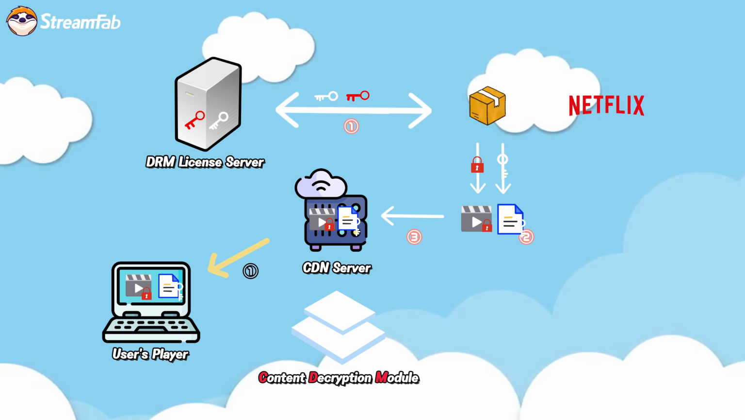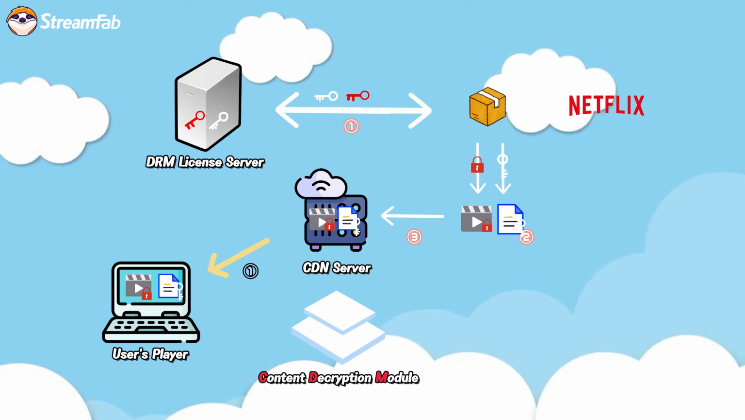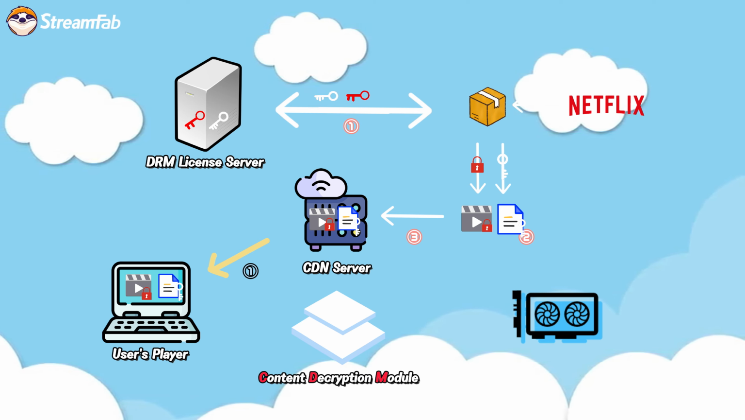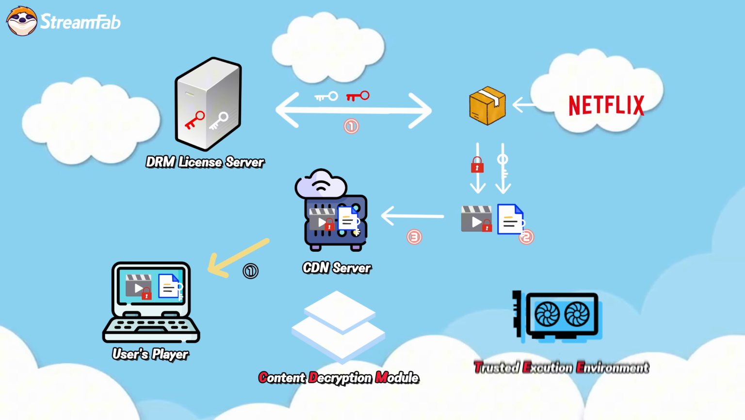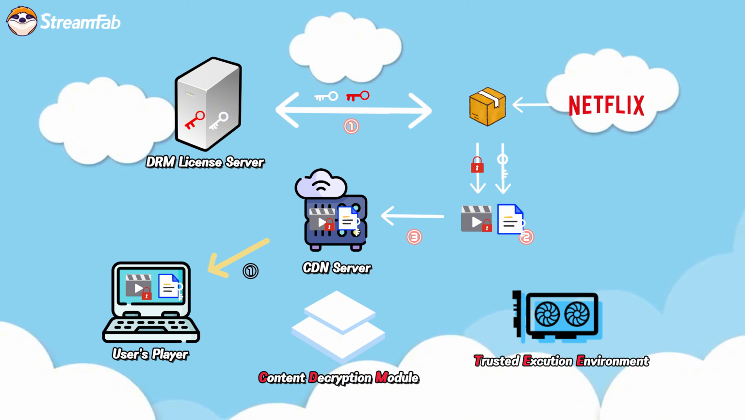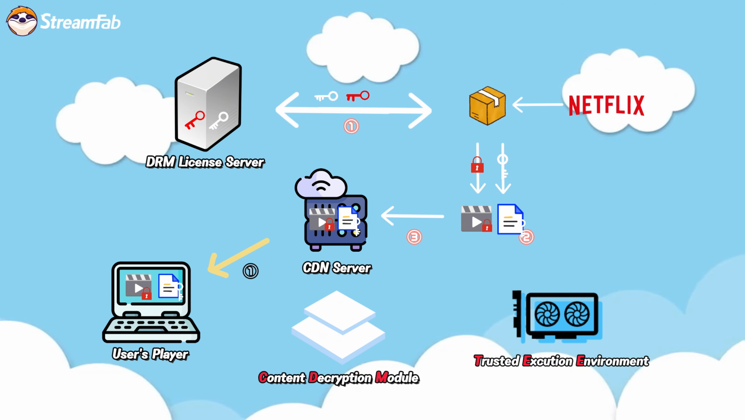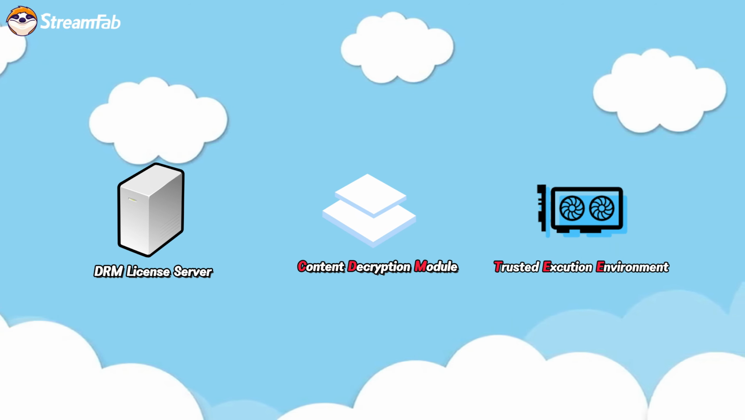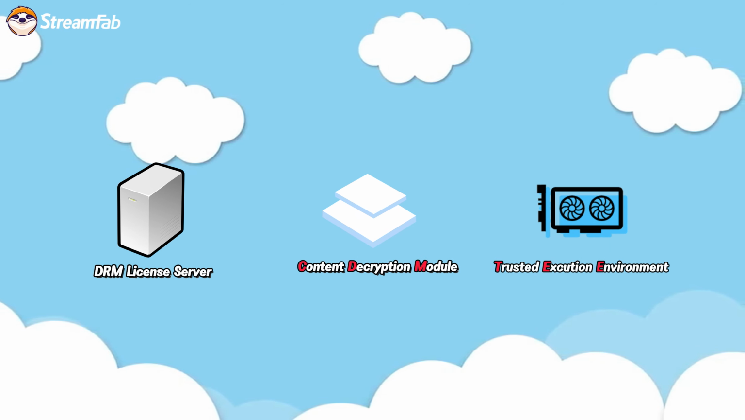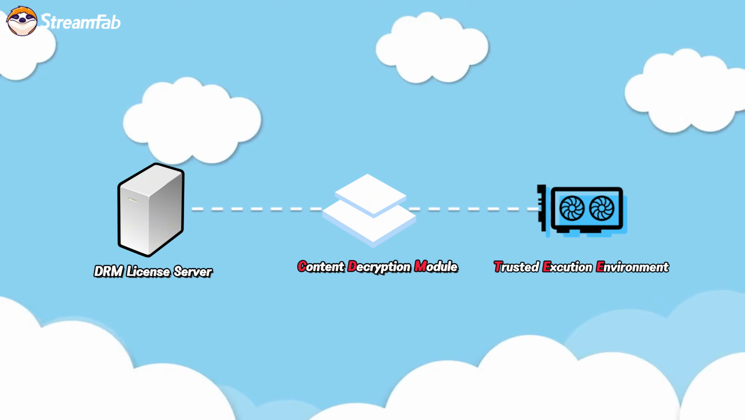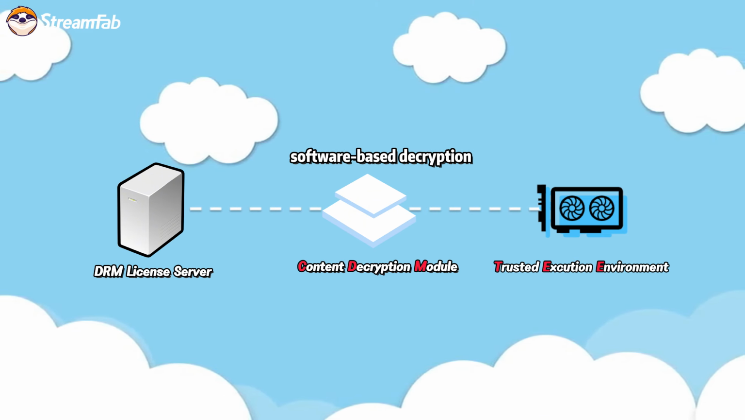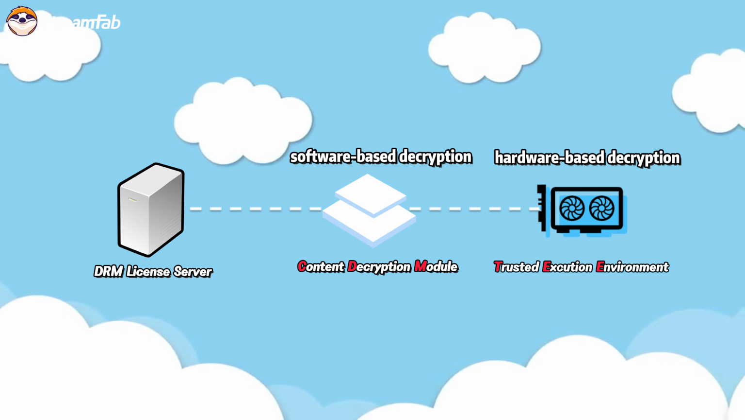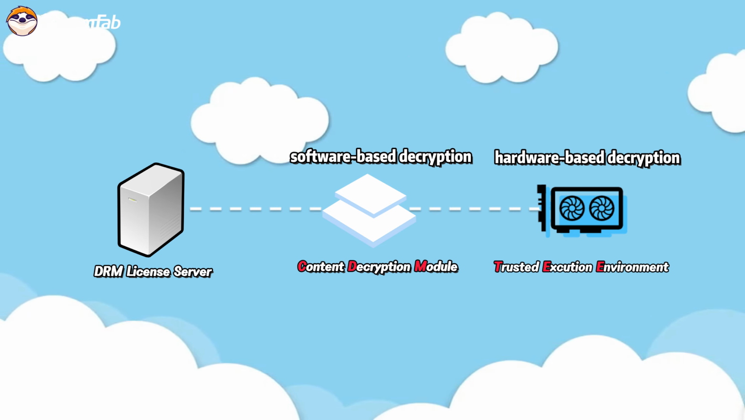They can even collaborate with hardware manufacturers to execute the decryption process within the hardware itself. This is known as TEE, Trusted Execution Environment. Unless there's a significant vulnerability in the hardware itself, it's virtually impossible to crack. DRM, CDM, and TEE form a complete chain of protection, where software-based decryption and hardware-based decryption each represent different stages within the overall DRM service framework.